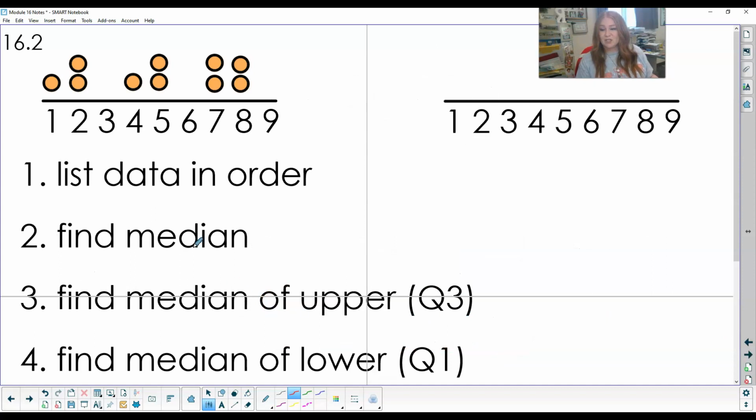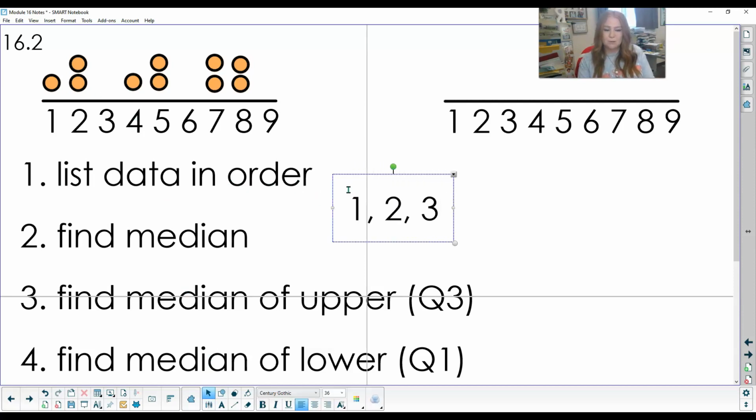So let's go ahead and try to make one here. We're going to list these out in order. So we have a 1, 2, 2, 2. So go ahead and do these with me.